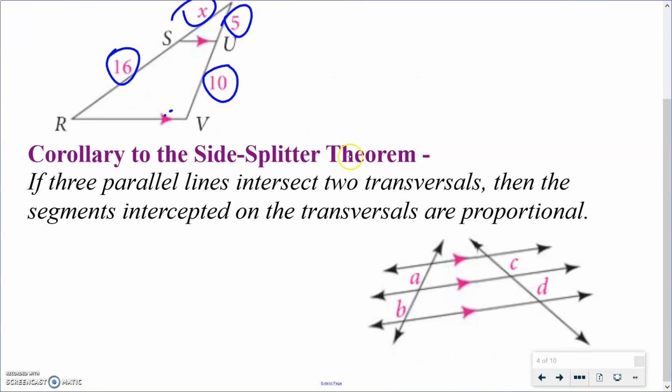And the corollary to that is just an add-on to it. So if three parallel lines intersect two transversals, then the segments intercepted on the transversals are proportional. So that means that B over A would be the same as D over C, because B and D are going to have the same similarity ratio, and A and C will as well.